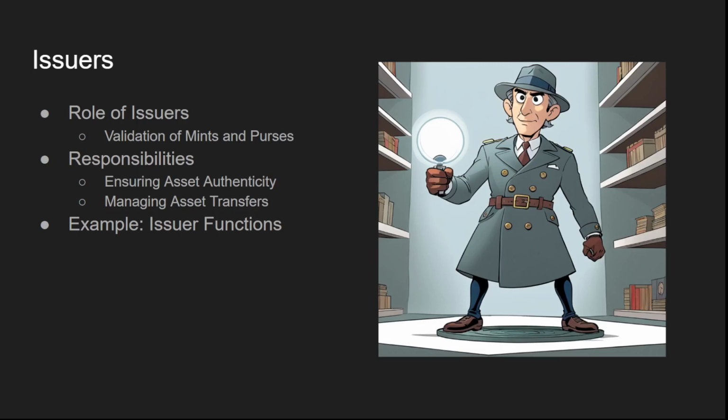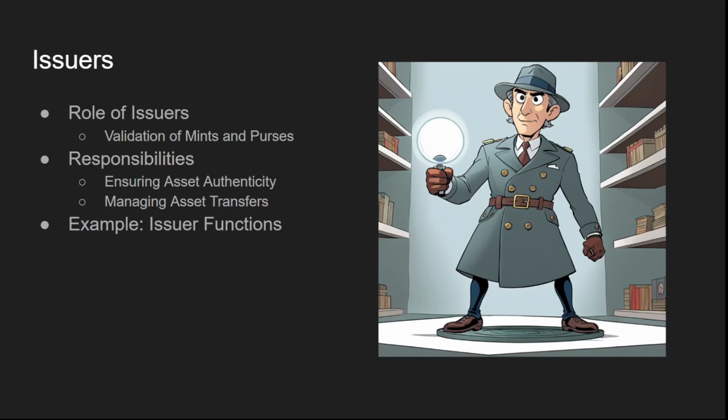Bob's purse receives the 50 USD coins and Alice's purse is updated accordingly. The issuer ensures that the transaction is completed correctly, maintaining the integrity of the asset transfer. In this example, the issuer acts as a gatekeeper, verifying and validating each step of the transaction to ensure that the assets are transferred securely and accurately.